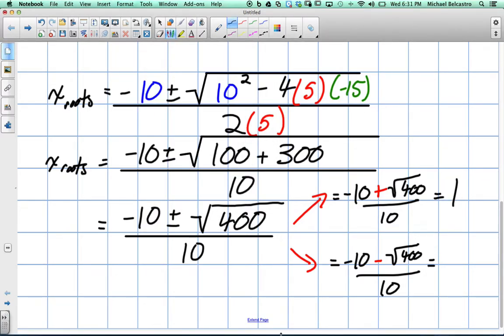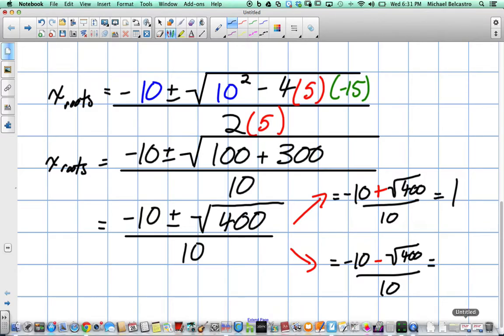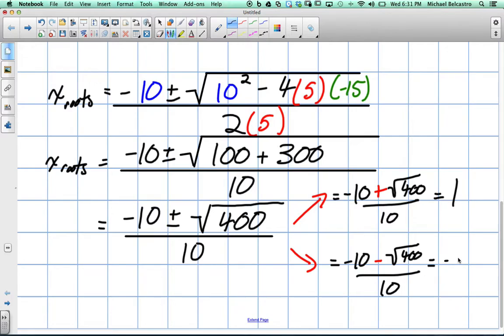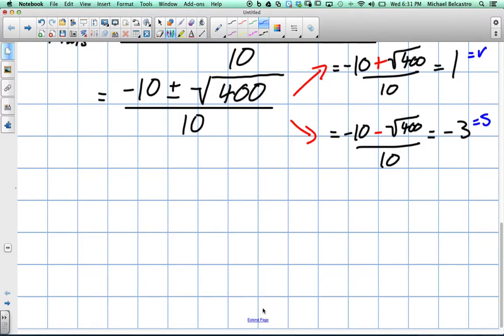And the other one here, what do I do with that calculator? There it is. We know this is going to be 20, so it's negative 10 minus 20. Does that make sense? Yeah. Root 400. Okay. So negative 10 minus 20 gives us negative 30, divided by 10, negative 3. So the other value is negative 3. Okay. So this is our r, and this is our s for the factored form.